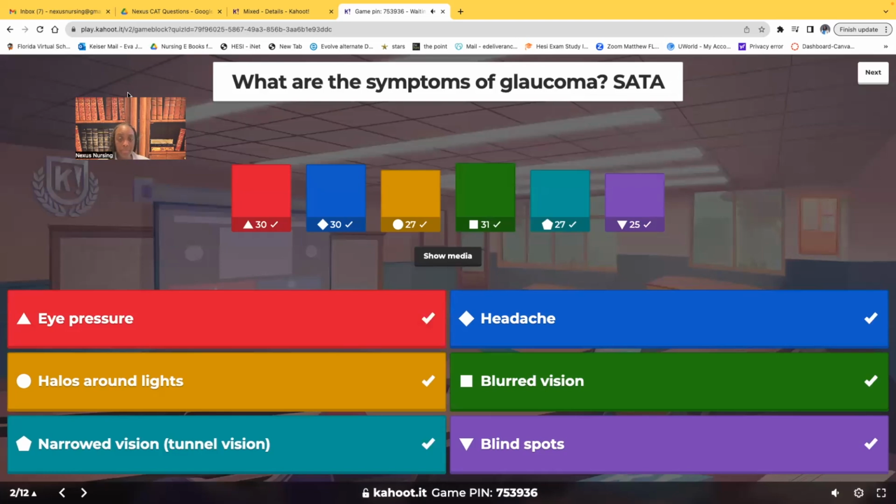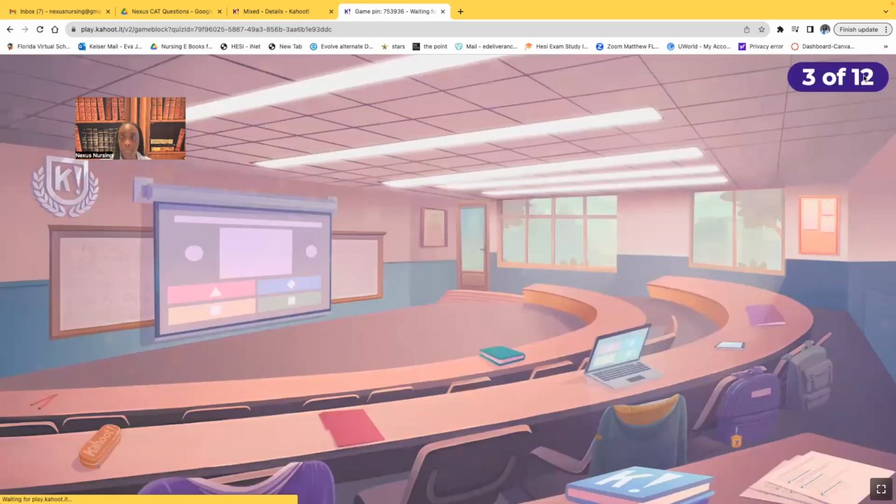Okay, all of them. All of these are clinical manifestations of glaucoma. Remember, guys, glaucoma is that increased ocular pressure that the patient may have in the eye. They may experience eye pressure. That eye pressure may give them a headache. They may report seeing halos around lights. They may report having blurred vision. They may report having tunnel vision where they can see straight ahead, but not the periphery. They may report having blind spots. All of these are clinical manifestations of glaucoma.